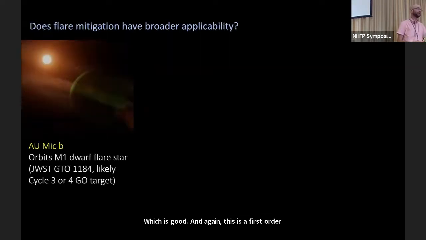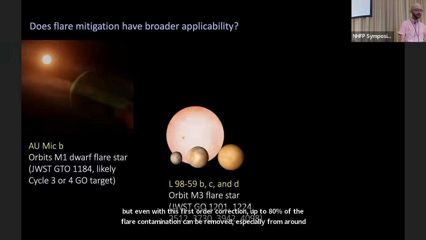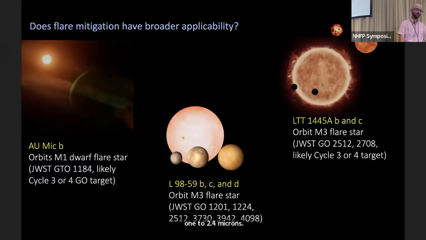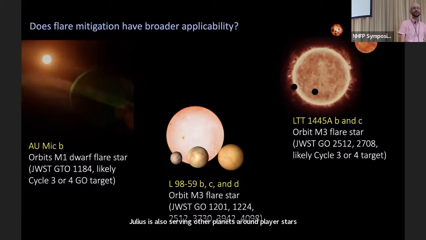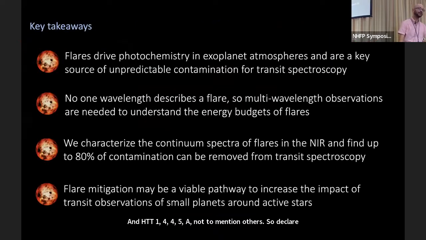JWST is also observing other planets around flare stars, such as AU Mic b, L 98-59, and LTT 1445A, not to mention others. So does flare mitigation have broader applicability? I would like to say that the answer is likely yes. And with that, I'll leave out my takeaways and thank you for your time.